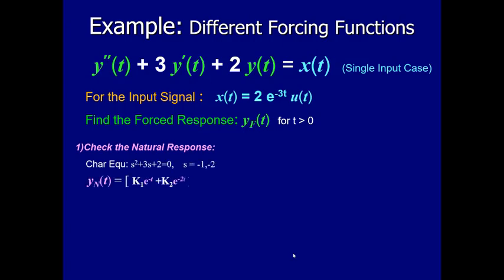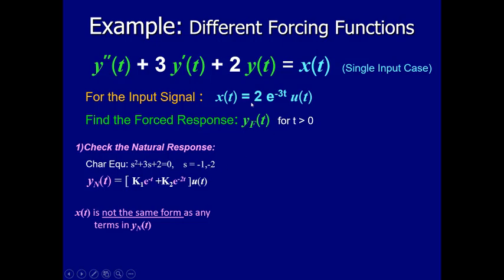Now, before we dive into finding the forced response, based on this special case, we should get in the habit of checking the form of the natural response. This particular differential equation has a characteristic equation of s squared plus 3s plus 2, and we set that equal to 0 to find its roots, and find that s equals either minus 1 or minus 2. So we have two real roots, which means the natural response will have the form of some k1 e to the minus 1t and another k2 e to the minus 2t, using those two roots of the characteristic equation.